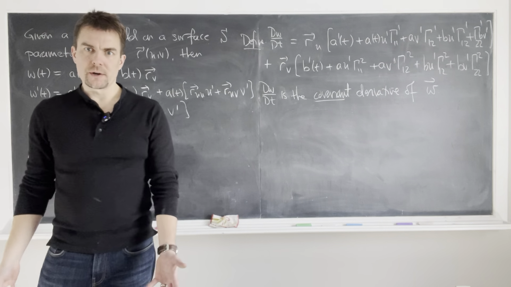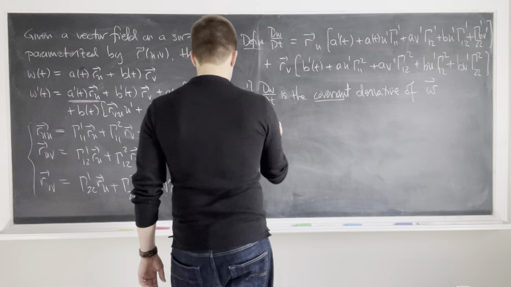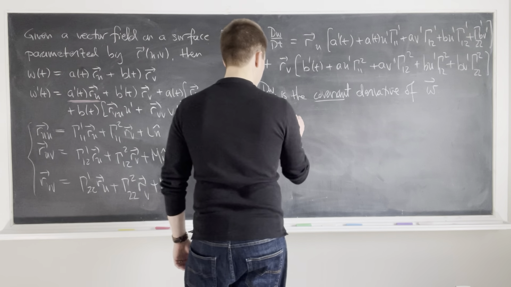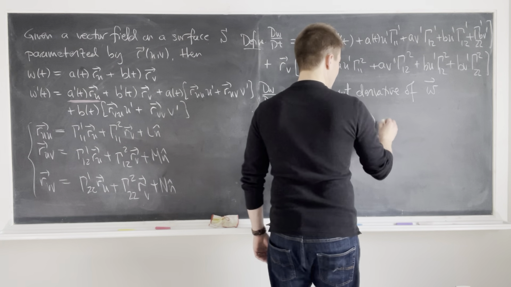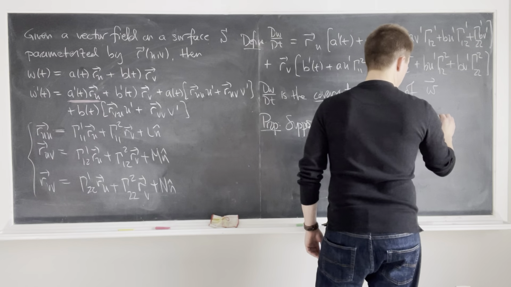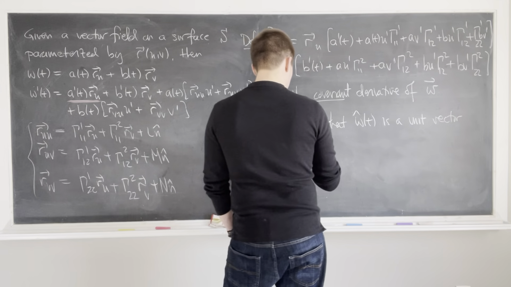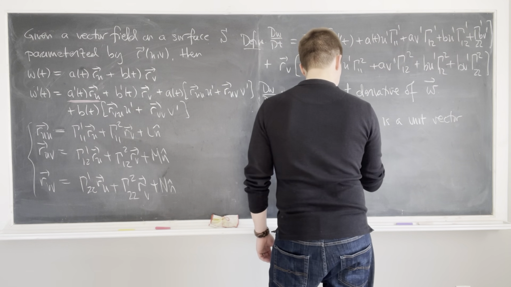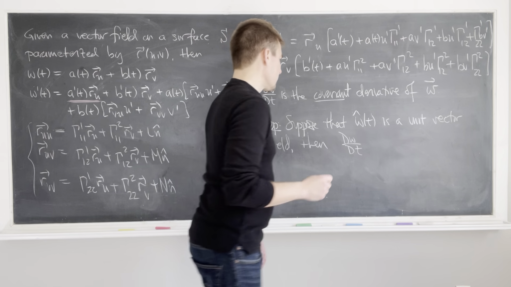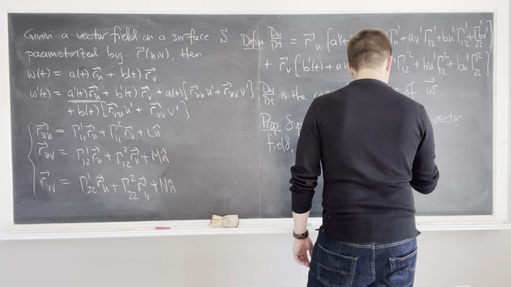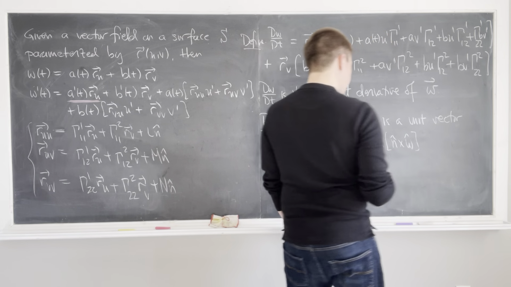Now, what do we want to do with this thing over here? We want to figure out how we can express this, find this expression. And so here's a proposition. Let's suppose that w hat of t is a unit vector field. Then dw dt is equal to some number lambda over here times n hat cross w hat, like that. Okay?